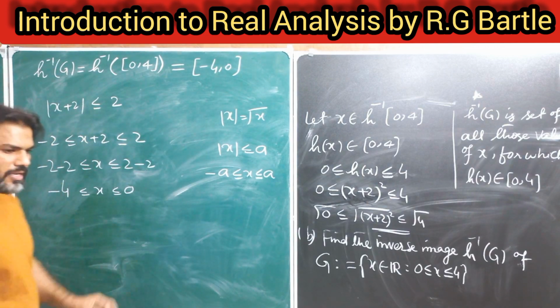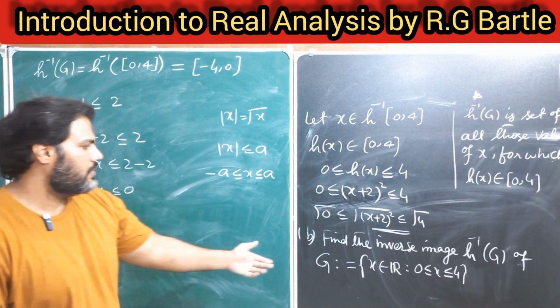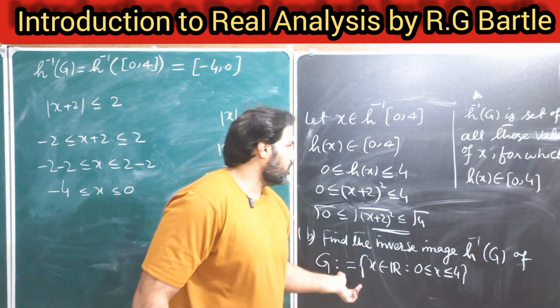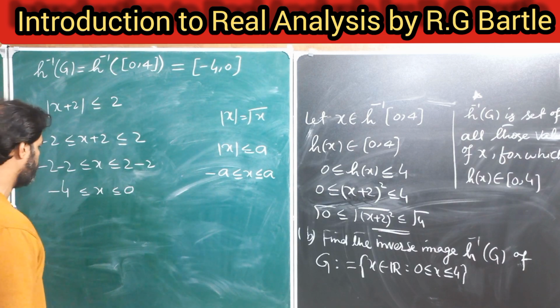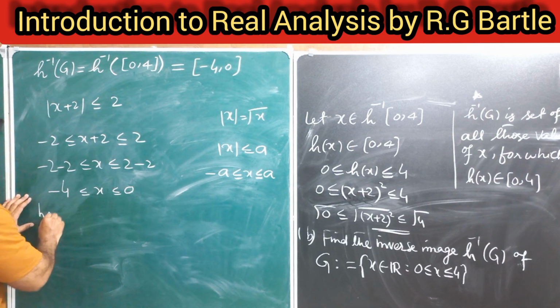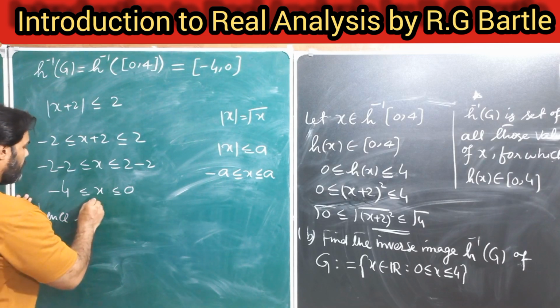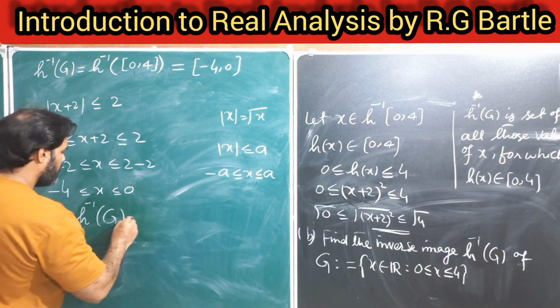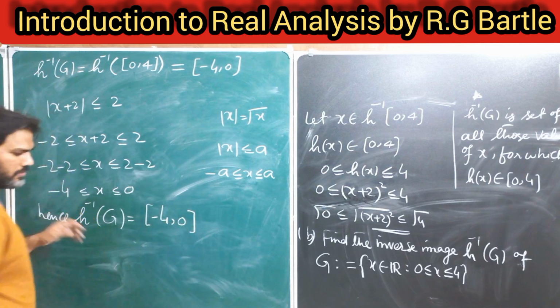So inverse images are actually only the values of x for which the given function h of x lies in this closed interval g. This is the easy technique to find. Hence h inverse g is simply the closed interval minus 4 to 0.